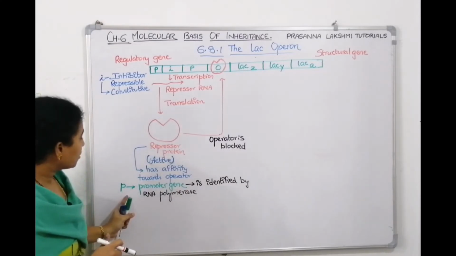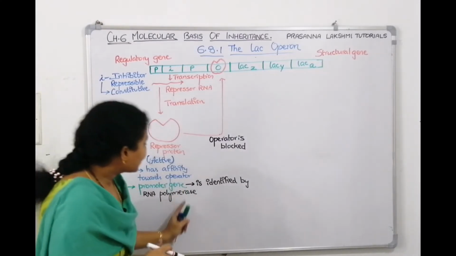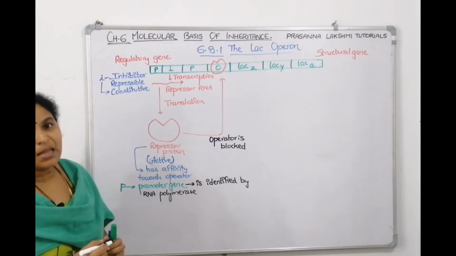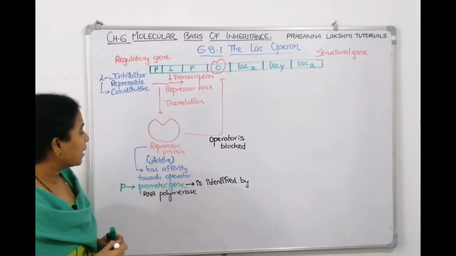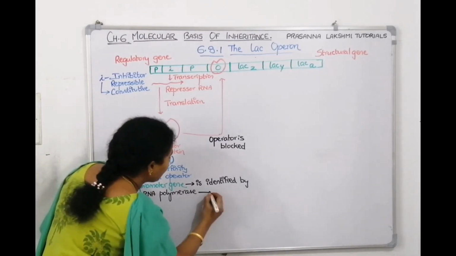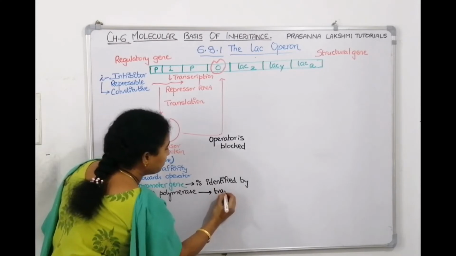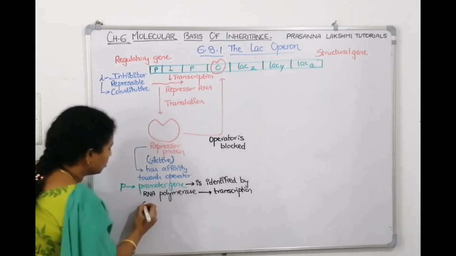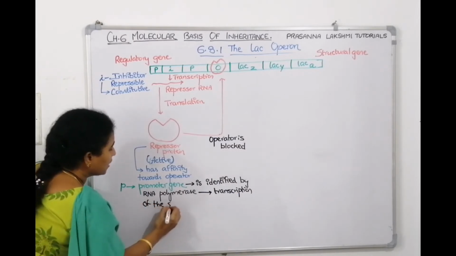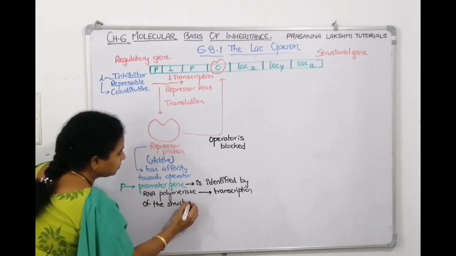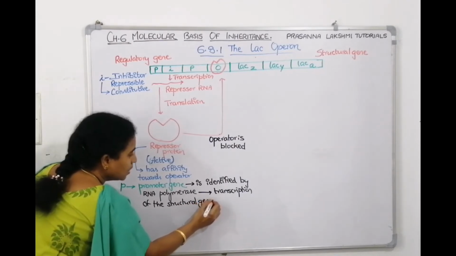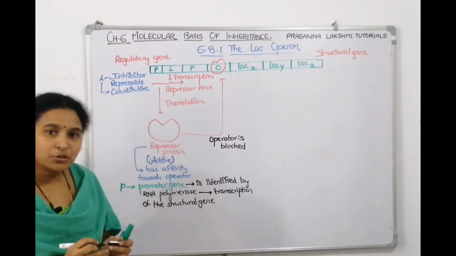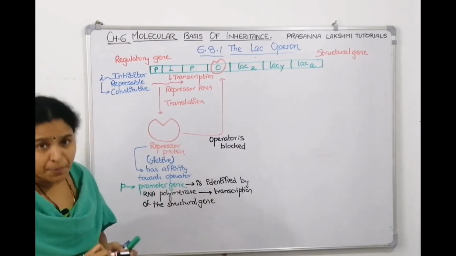So the function of the promoter gene is that it gets identified by the RNA polymerase, and this RNA polymerase will do the transcription of the structural gene. Right? So now you understood very much about the promoter. Now, let us discuss the operator also.